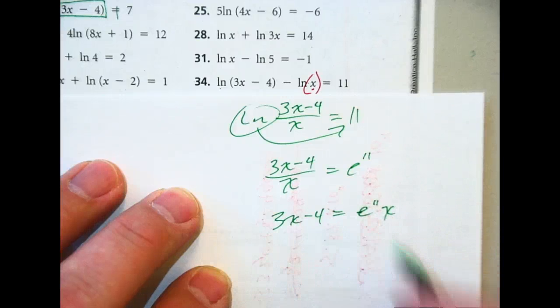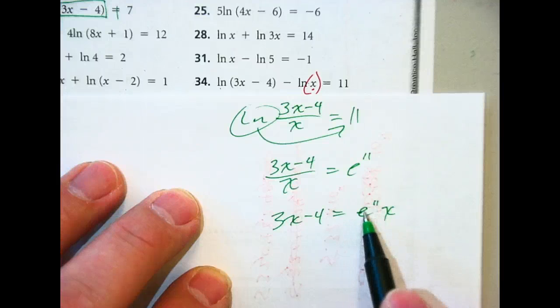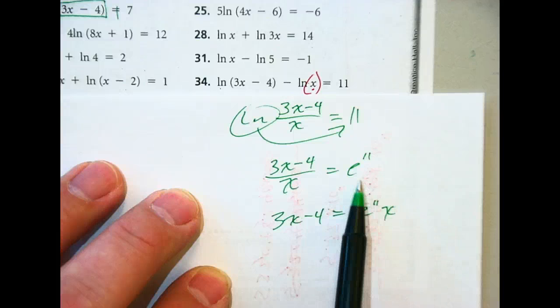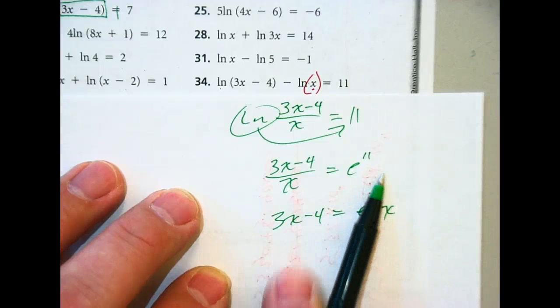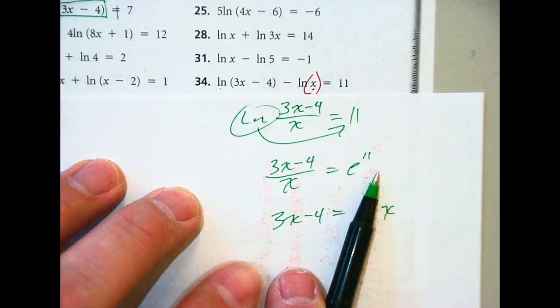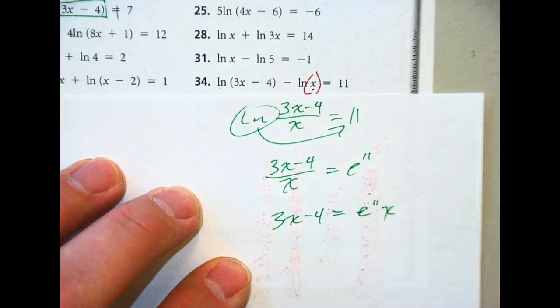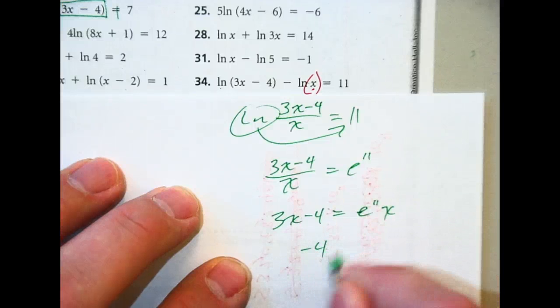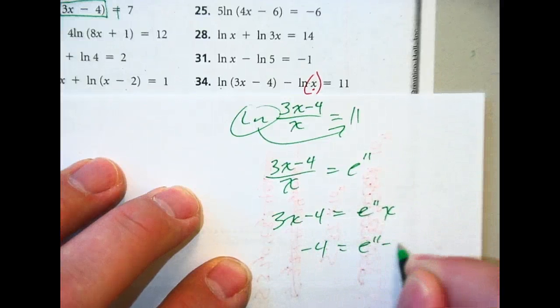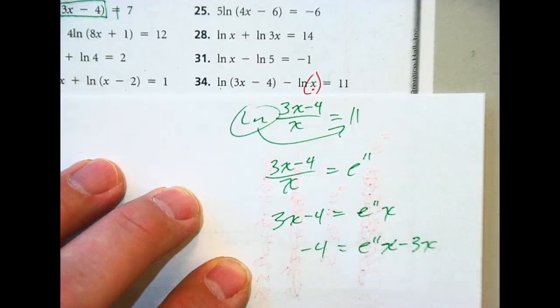So now, if we knew this number, if we said this was like 1000x, what would our next step be? Add 4. Or let's just say it's 1x. What would we do? Subtract 3x. Try to get your x's on the same side. So I got negative 4 equals e to the 11th x minus 3x.